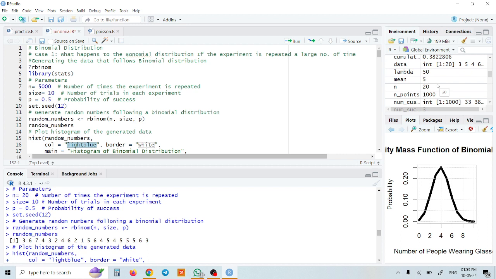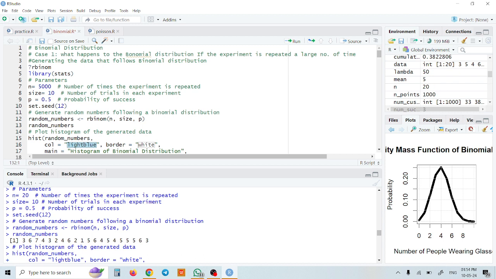We already know that binomial distribution describes the number of successes in a fixed number of independent Bernoulli trials, and each trial has only two possible outcomes, either success or failure. So it has two parameters: first is n, the number of trials, and p, the probability of success, that is fixed in each trial. So in theoretical context it has only two parameters.